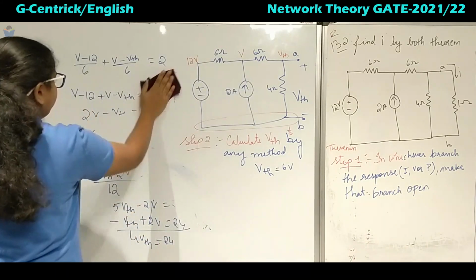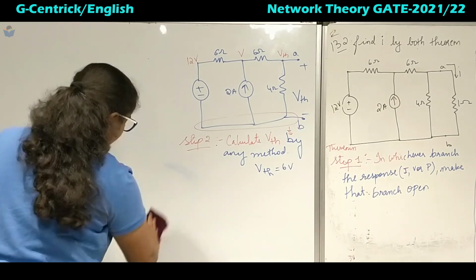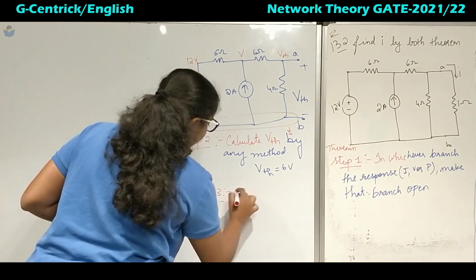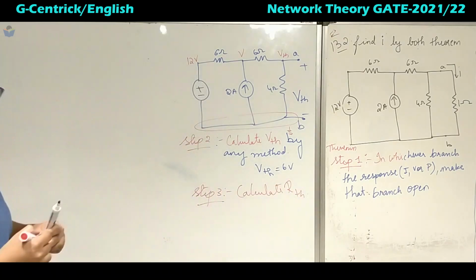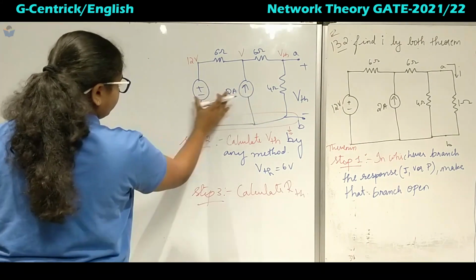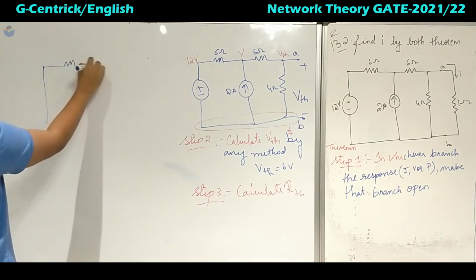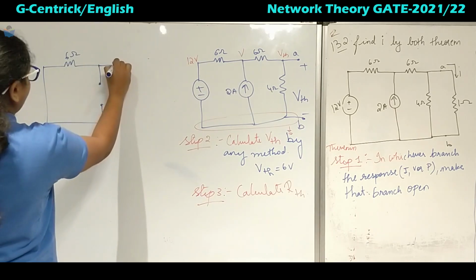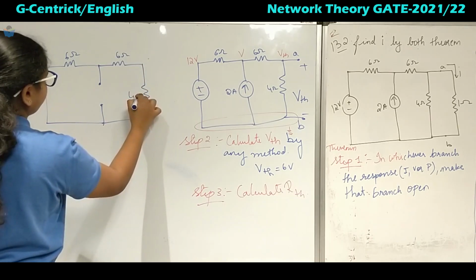We will go to step number 3. Step 3 says that you have to calculate RTH. So how do you calculate RTH? That is the equivalent or Thevenin equivalent resistance. You have to open circuit the current source and short circuit the voltage source. So I'll short circuit this one. This is 6 ohms, and here it is open, and then I have 6 ohms. So here it is 4 ohms.